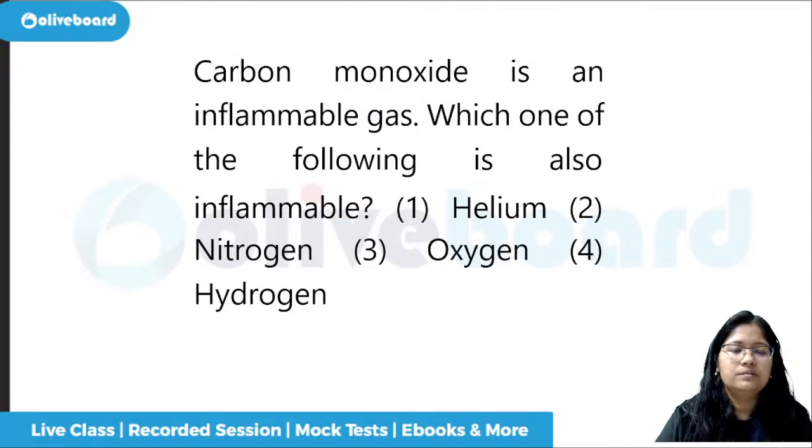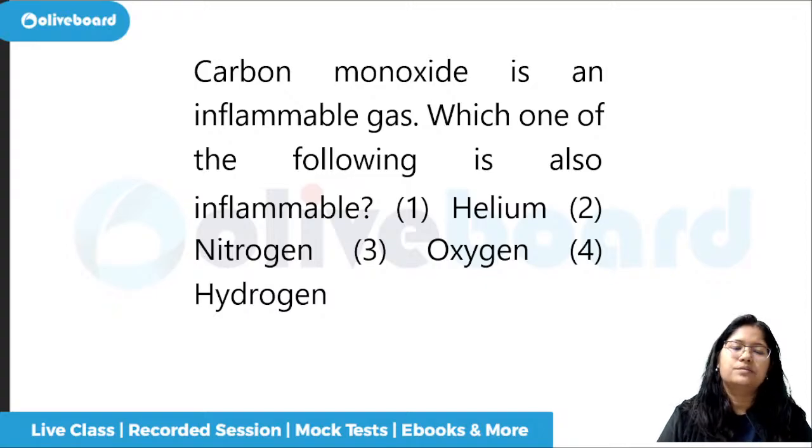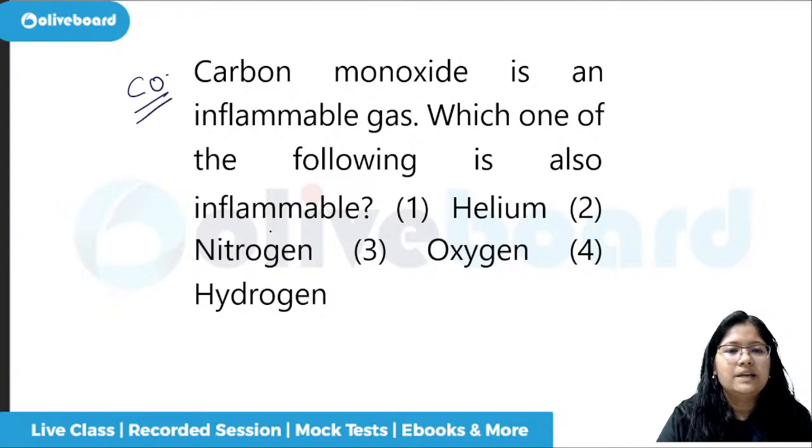Read the next question. Try to give your answers in the chat box, whatever you feel is the correct answer. Carbon monoxide, that is CO, is an inflammable gas. Which of the following is also inflammable? Carbon monoxide is odorless but inflammable. What else is inflammable? Helium, nitrogen, oxygen or hydrogen?